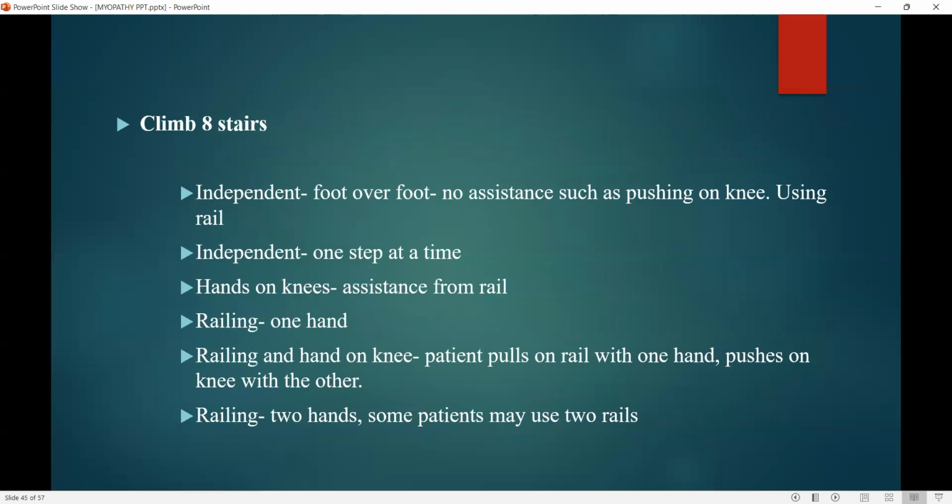Climbing stairs: independent, foot over foot, no assistance such as pushing on the knee or using a rail. Independent, one step at a time. Hands on the knee, assistance from a railing with one hand, railing and a hand on a knee. Patient pulls on the rail with one hand and pushes on a knee with the other. Railing with two hands; some patients may use two rails.